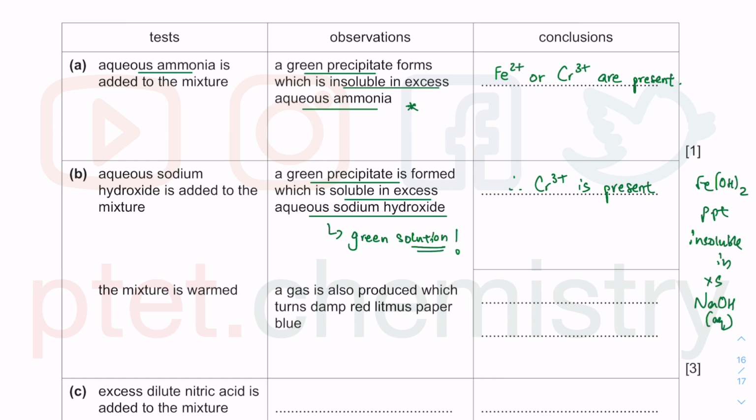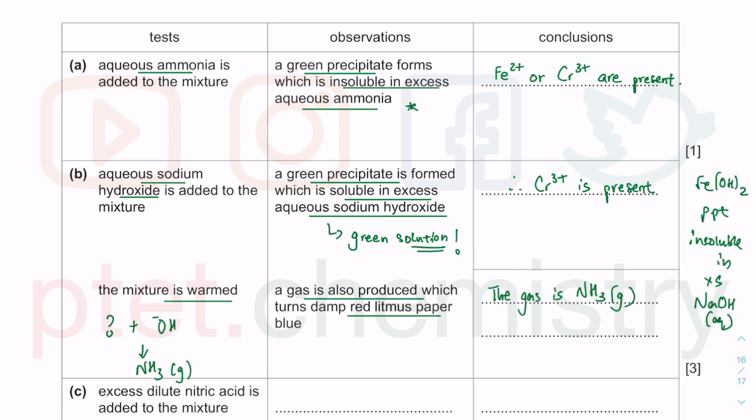Now, when you warm it, you have excess sodium hydroxide, remember? So you have hydroxide plus something else, and then you get a gas which turns damp red litmus paper blue. So that gas is definitely ammonia gas. What happened is they give us the test. The test is a pungent gas that turns red litmus paper blue. So the gas is NH3 gas.